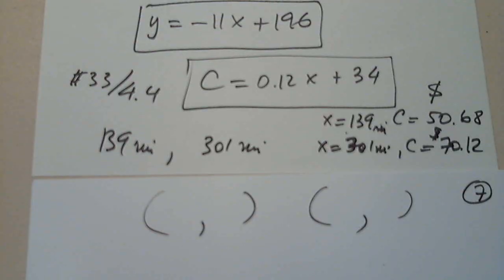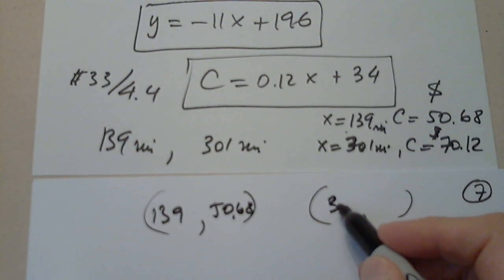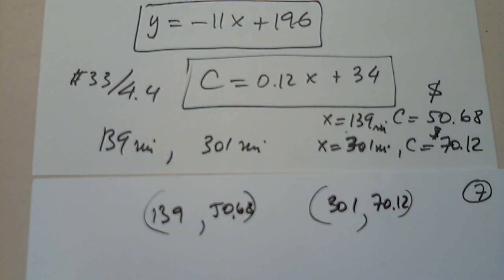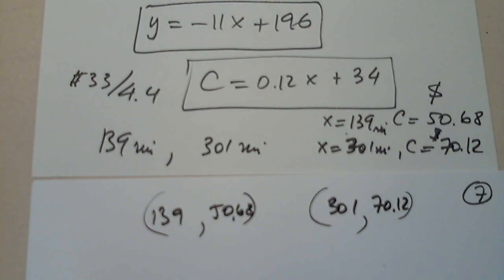What are the ordered pairs that we just determined here? Anyone would like to try? 139 and then 50.68. Indeed. And 301, yes. 70.12. Yes. Indeed. Thank you. Any questions? Any questions?